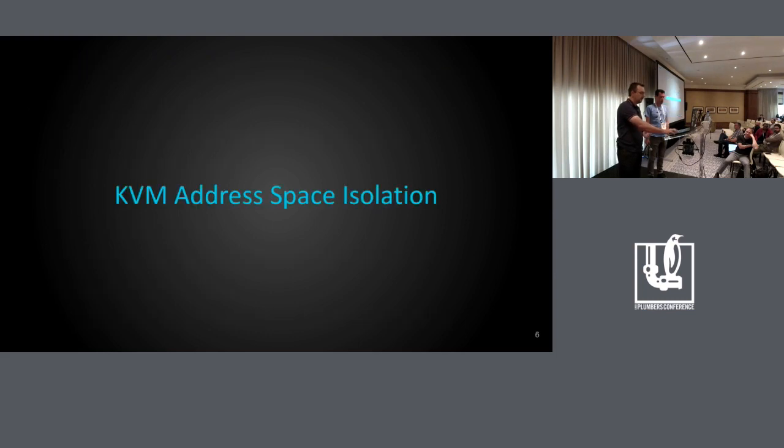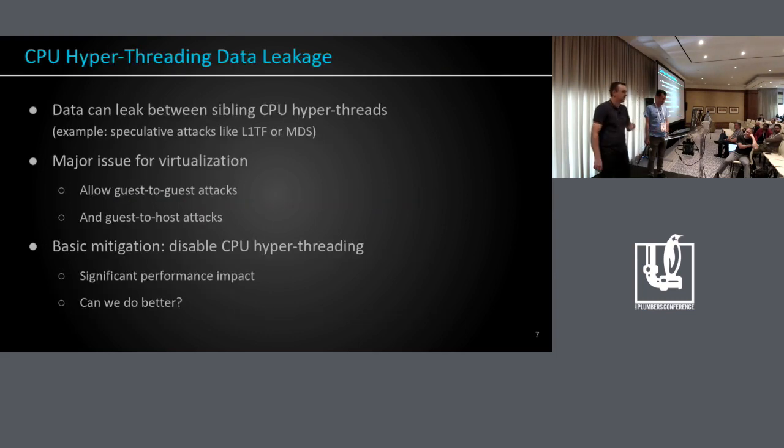So first, let's start with address space isolation, which is more complex. We know from Spectre and Meltdown that data can leak between sibling CPU hyper-threads, like in L1TF and MDS. That's a major issue for virtualization because of guest-to-guest attacks. You've got two different VMs running on the same CPU core, and you can possibly see data from the other VM.